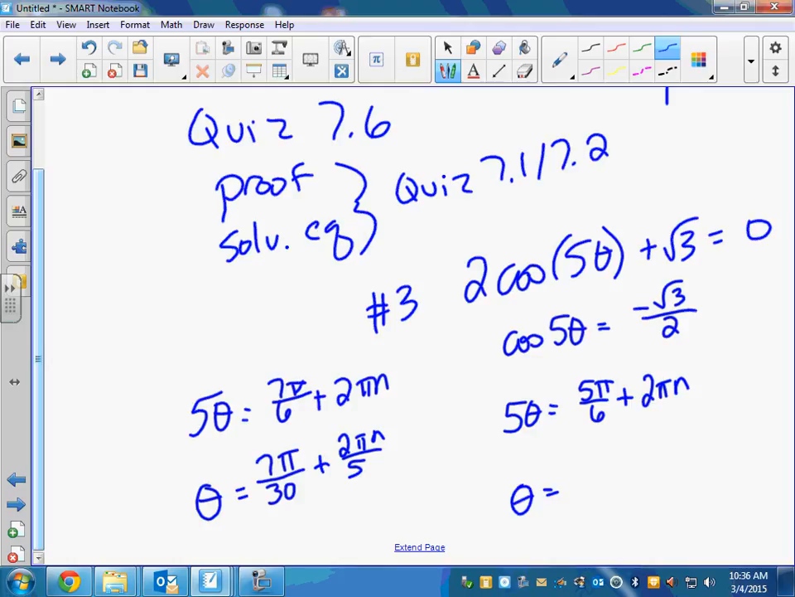This one actually works out, because when we divide by 5, those 5s are just going to cancel. So this actually just changes to pi over 6. Do you agree with me on that? Because 5 pi over 30 plus 2 pi fifths n.